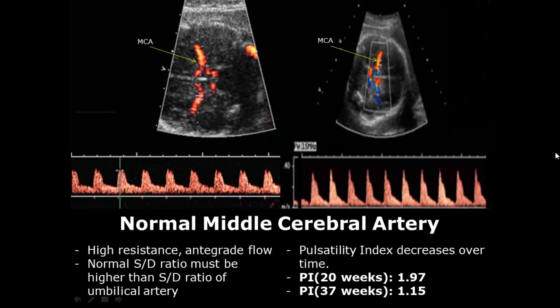The pulsatility index is another parameter to measure blood flow resistance. We can use it to calculate cerebroplacental ratio. It must also decrease over time. Here are some approximate values, some examples of pulsatility index. At 20 weeks, it is 1.97, and by 37 weeks, it has decreased to 1.15.